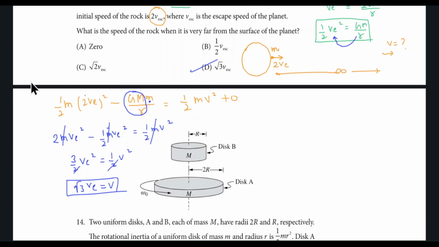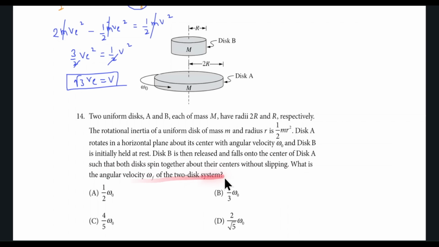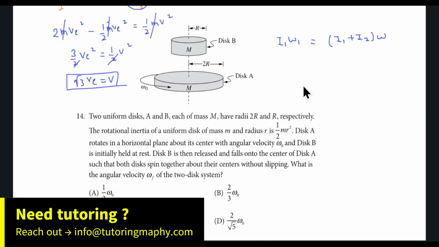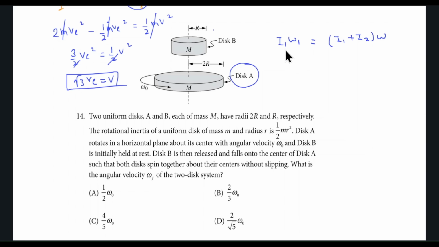All right. Two uniform disks A and B of mass m and radii 2r and r. The rotational inertia of the uniform disk of mass m and radius r is half mr square. A rotates about the center with omega naught and B is at rest. B is then released and falls onto disk A and both spin together. What is the final angular velocity? This is clearly a question of conservation of momentum where I1 omega 1 should be equal to (I1 plus I2) times omega, where I1 omega 1 is only for the disk A because the disk B is at rest.